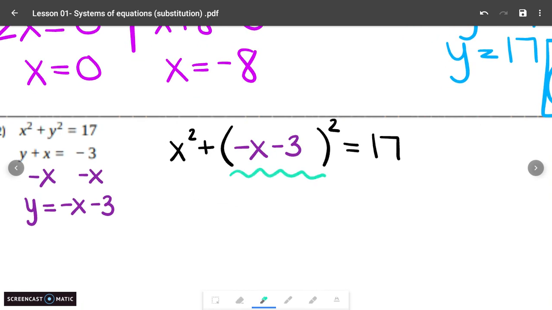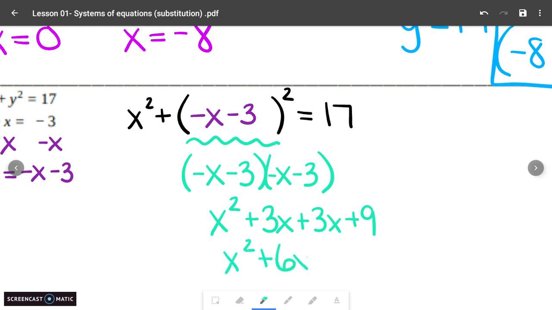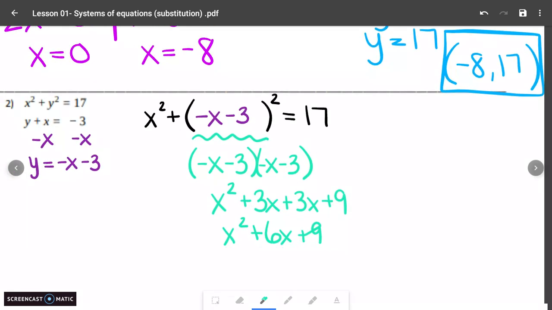But remember, this is not just going to be x squared plus 9. Do not fall for that trap. This is like having the same exact thing written twice. So negative x minus 3 times negative x minus 3. We end up with x squared plus 6x plus 9. And I don't want to forget to bring down everything else that we started with, so the x squared and the 17.